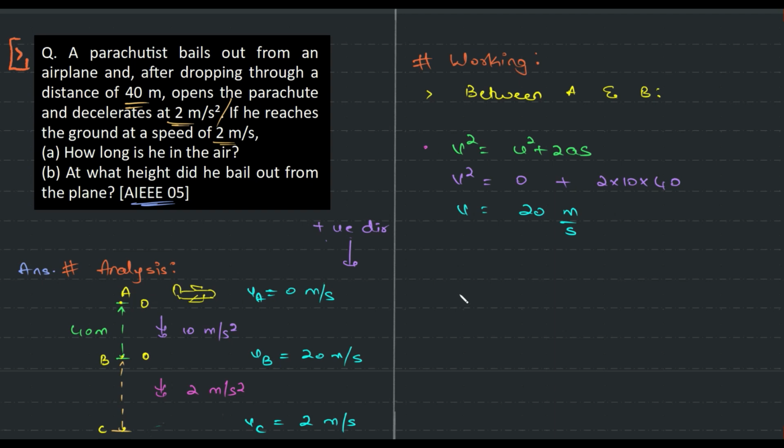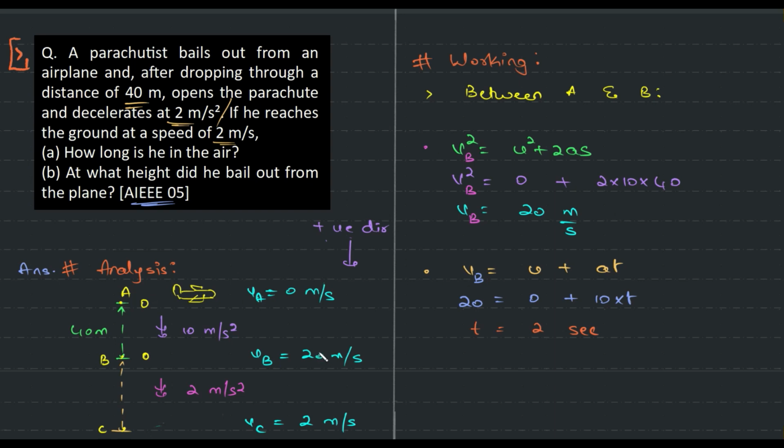Then what else we have? This is VB. Then we have the time factor. So v is equal to u plus at. So VB, the final velocity is 20, initial velocity is 0, acceleration is 10, and time will be 2 seconds. So within 2 seconds, the person will drop 40 meters.